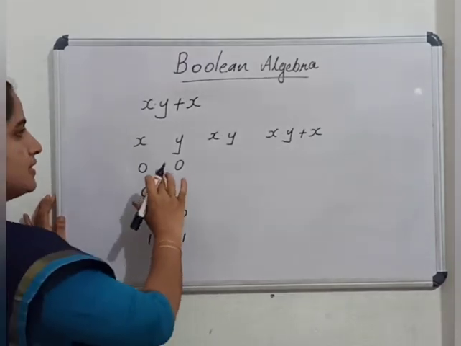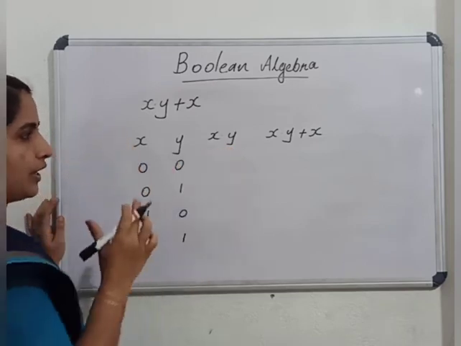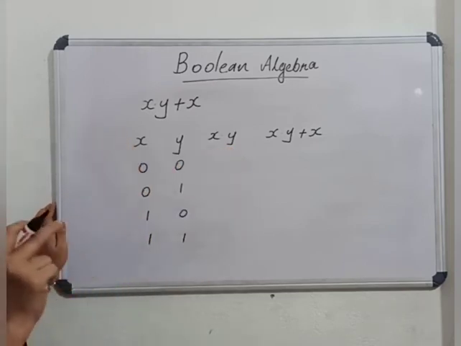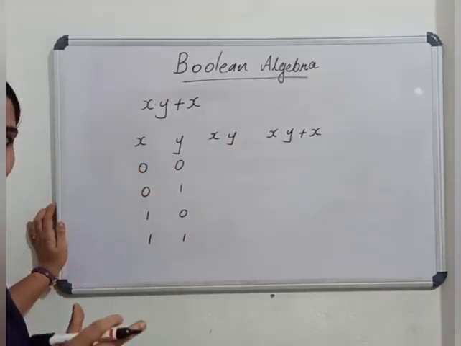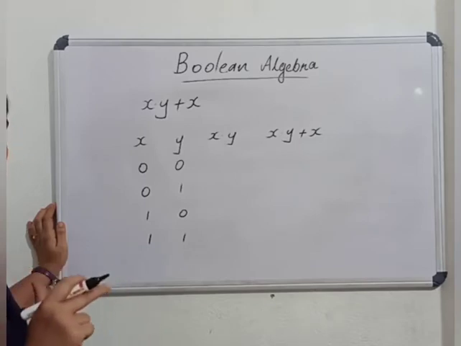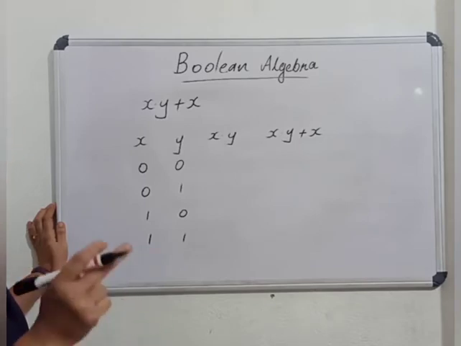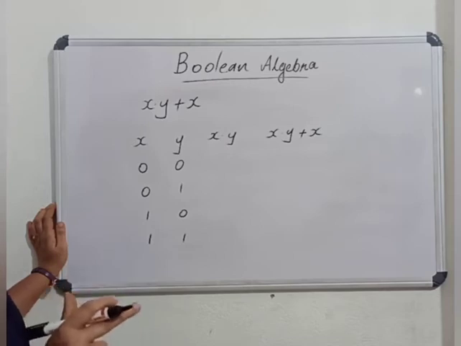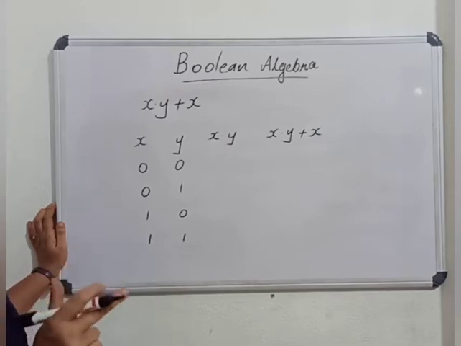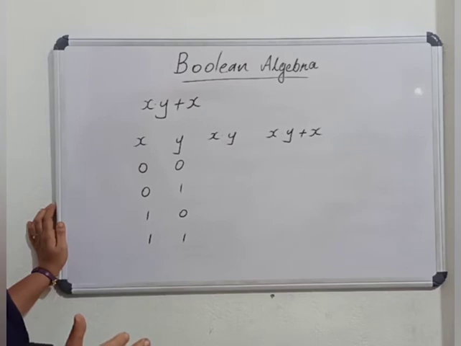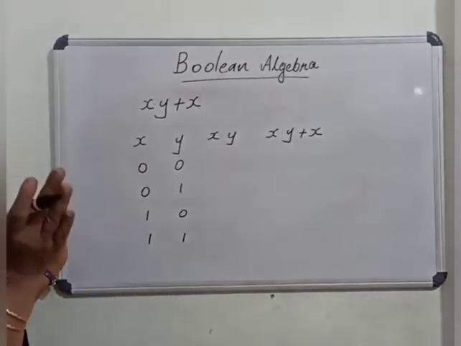Clear? Next is x and y. Here you have to recollect what we have learned before. 0 and 0 is 0, 0 and 1 is 0, 1 and 0 is 0, 1 and 1 is 1. Then 0 or 0 is 0, 0 or 1 is 1, 1 or 0 is 1, 1 or 1 is 1. Okay, just keep that in your memory.